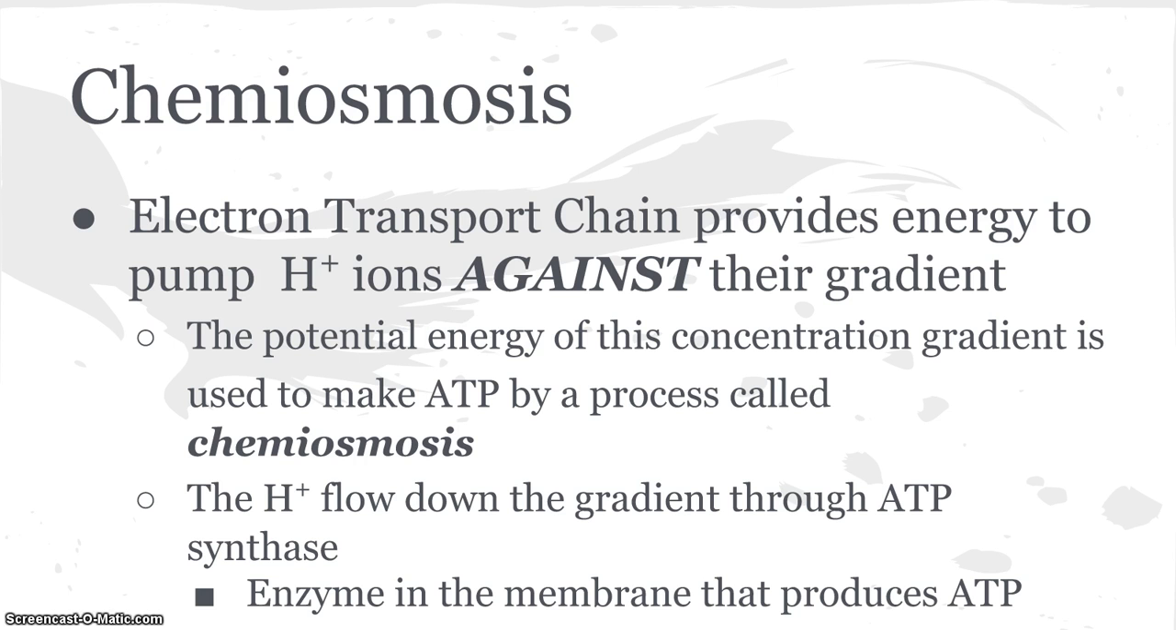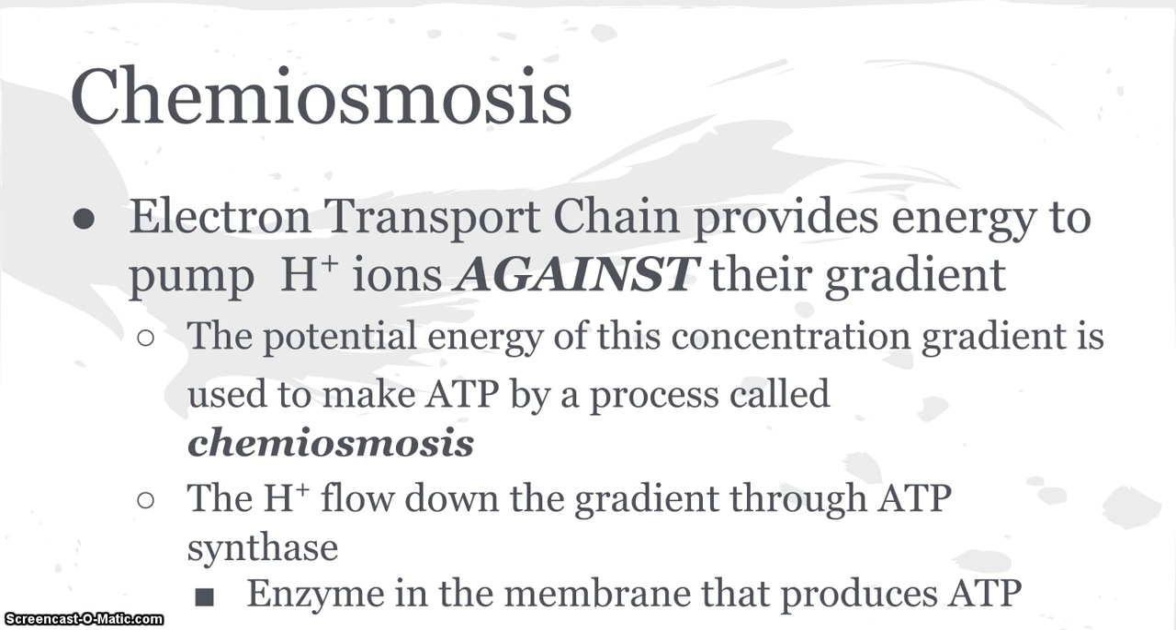The potential of this concentration gradient is then used to make ATP from a process called chemiosmosis. So whenever we harvest this potential energy and we use it, that's going to be chemiosmosis. We're making that energy via the potential energy that we formed from the hydrogen ions. So the hydrogen ions flow down the gradient through ATP synthase. And ATP synthase is an enzyme in the membrane that produces ATP.